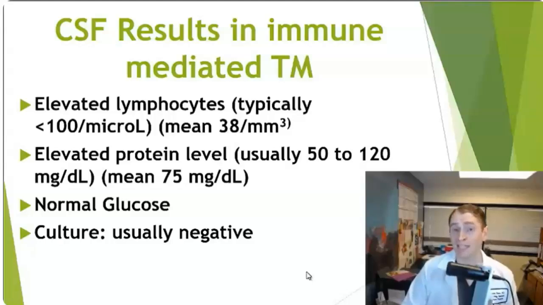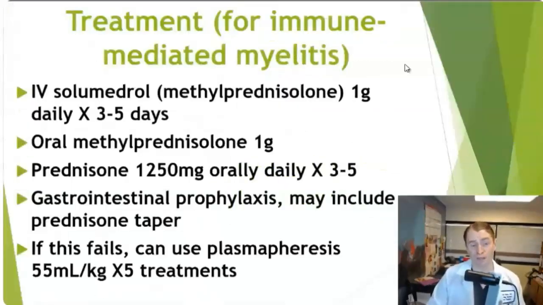There's specialized tests in the spinal fluid to look for causes such as herpes, CMV, or varicella. Next, we'll move to treatment of immune-mediated transverse myelitis. So the typical treatment is steroids to suppress the immune system and calm down the inflammation in the spinal cord, and the most common drug used is intravenous Solu-Medrol or methylprednisolone. A very high dose of 1 gram or 1,000 milligrams is used daily for 3 to 5 days.